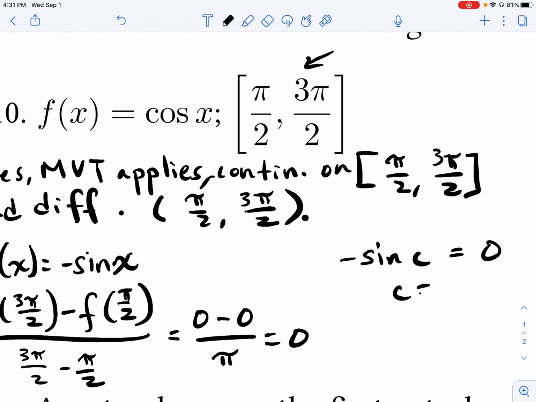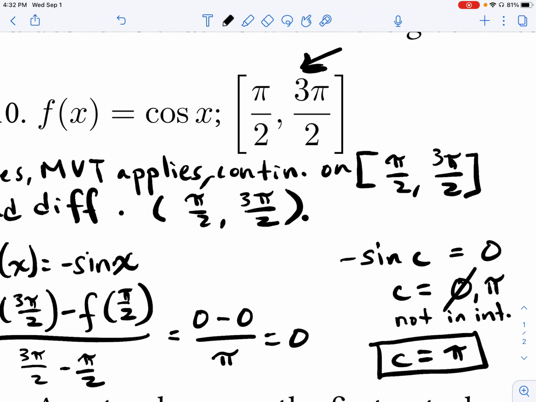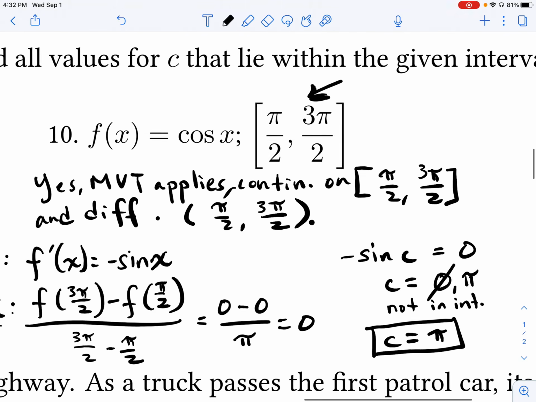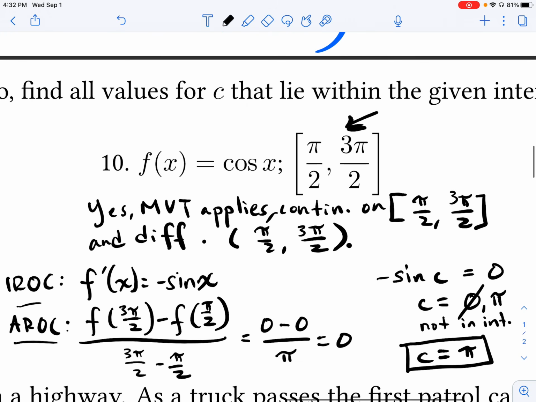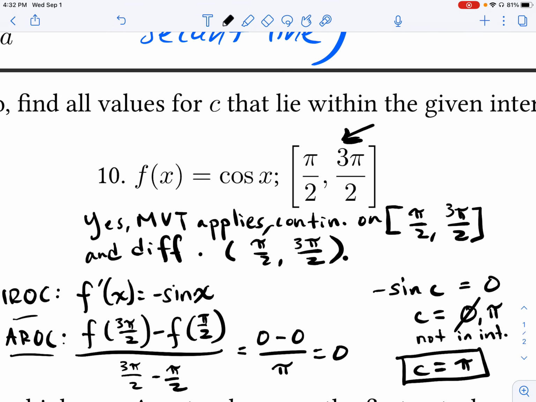And we're trying to figure out what C is such that negative sine of C gives us 0. Well, that happens at 0 and at pi. Now, which of these would work? Well, think about it. Which of these values are in this interval here? And the answer is just pi. So we would disregard 0 because it's not in the interval, and so our C value would be equal to pi. So that is the x value within this interval such that the slope of our tangent line is equal to the slope of our secant line, where our instantaneous rate of change is equal to our average rate of change.